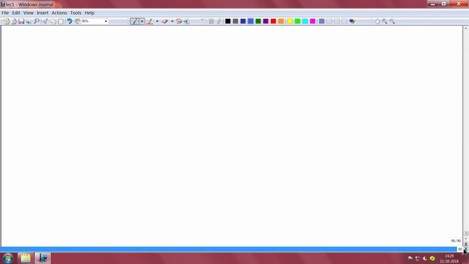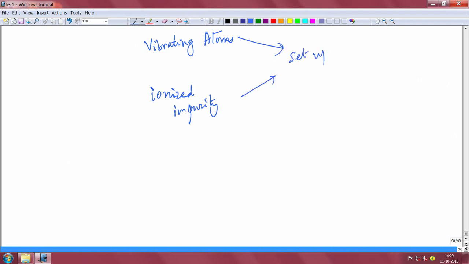The vibrating atoms or the ionized impurity set up a potential energy because of their vibration or their charge, and this potential actually perturbs or scatters the electrons and holes, whichever it is.